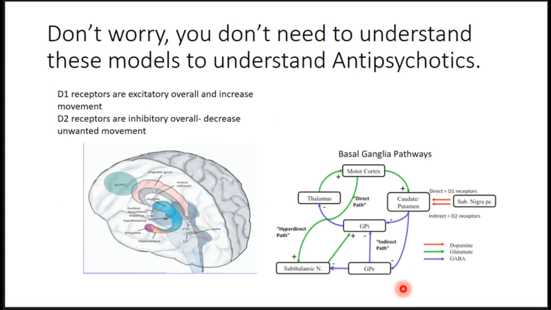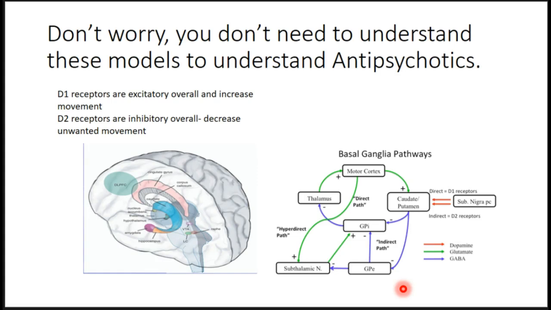Okay, questions about that before I move on to the dopaminergic pathways? We're about to go into antipsychotics, and in order to talk about antipsychotics, we need to talk about dopamine, and in order to talk about dopaminergic pathways, we have to talk about D1 receptors and D2 receptors.